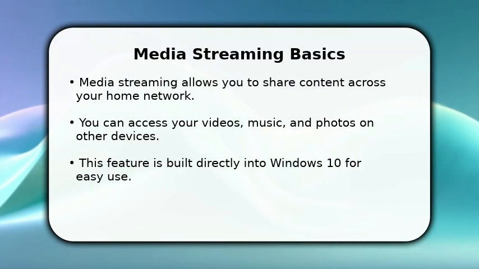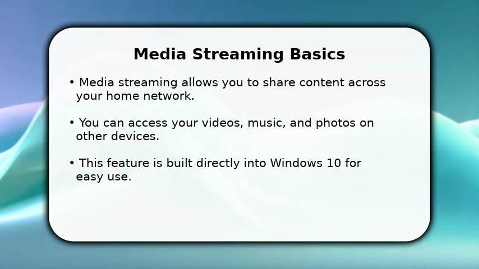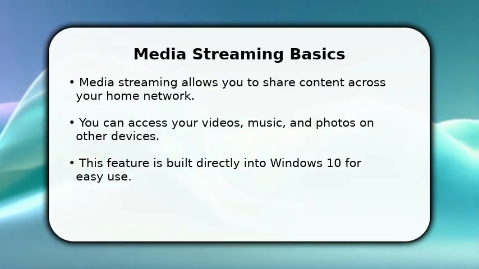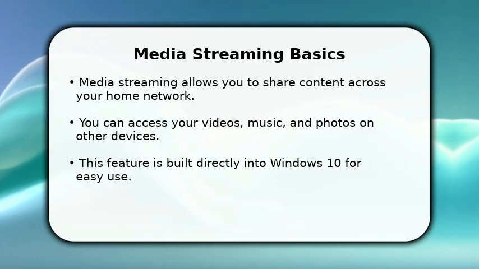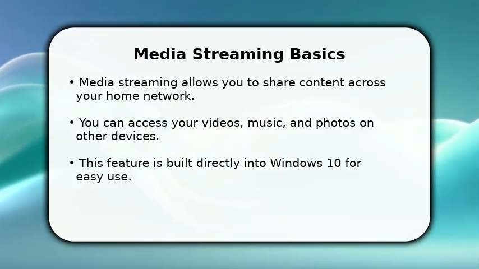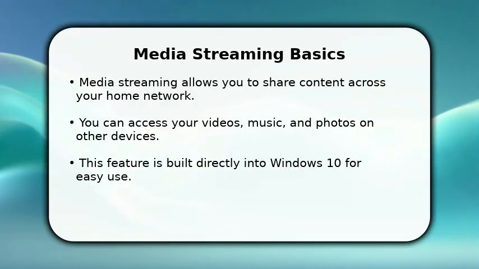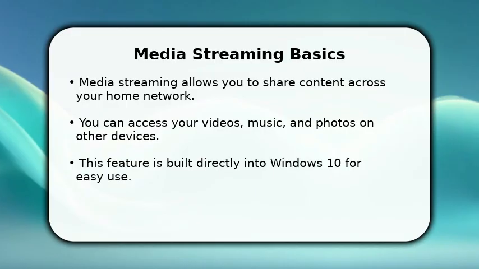In this video, I will explain how to use media streaming in Windows 10. First, open the Start menu and search for Media Streaming options. This will bring up the control panel where you can manage your streaming settings. We will cover enabling the service, configuring device access, and sharing your media library.